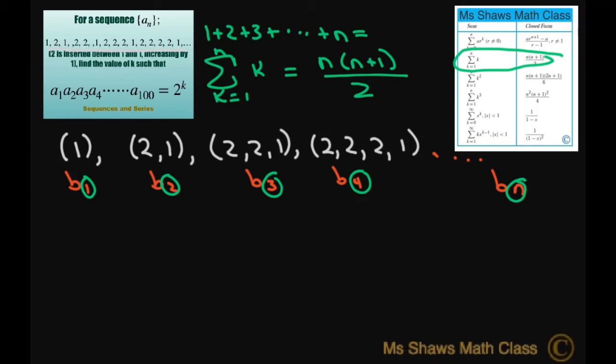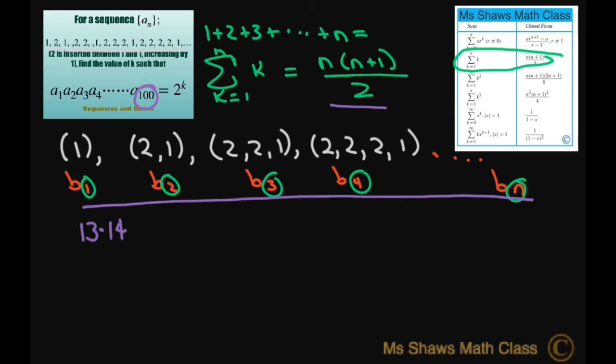Now what we want to do is figure out how far we have to go to get close to 100. So if we look at 13 times 14, using this formula, divided by 2, so that would mean n is 13, then that's going to equal 91. So we're not quite at 100.